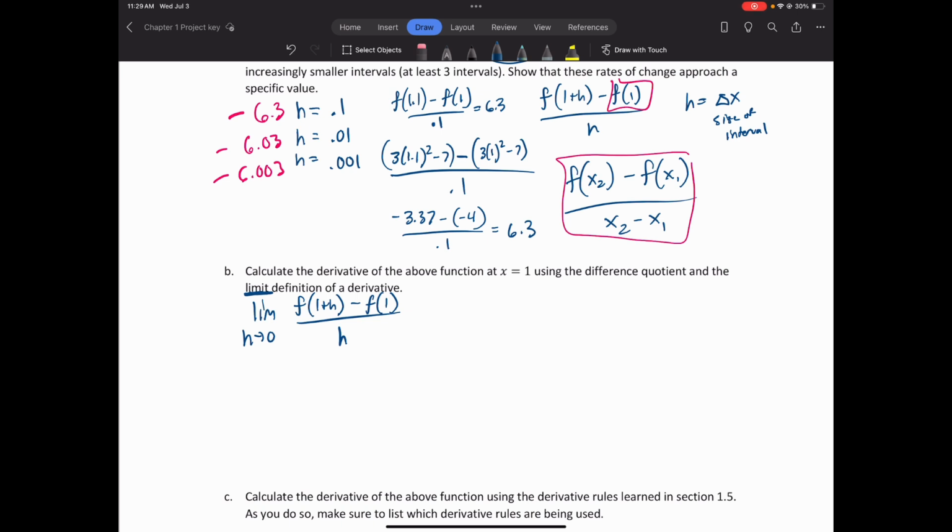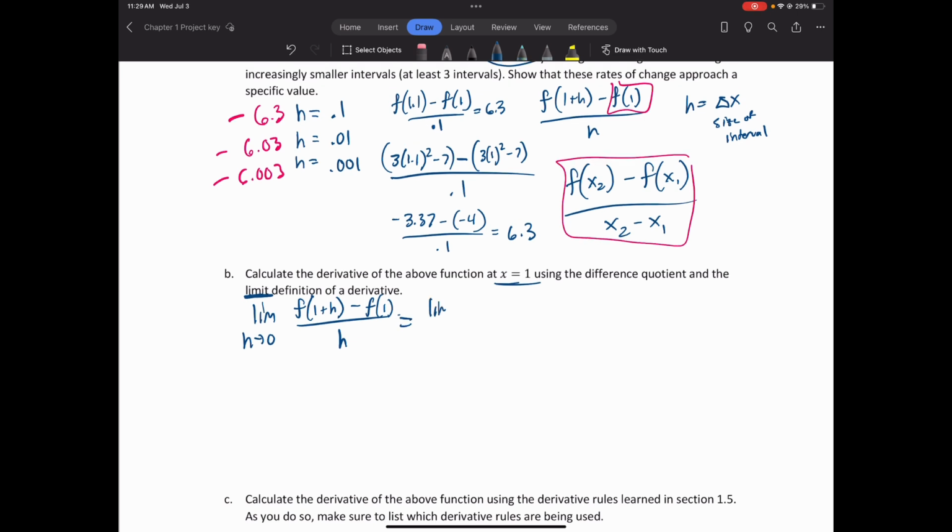Now, some of you guys forgot that we were doing this at x equals 1 and just had the difference quotient in terms of x. That's actually fine as long as you remember at the end to plug in x equals 1. But because it actually gives us a specific x value, we are going to do this difference quotient at x equals 1. So with 1 here in for x.